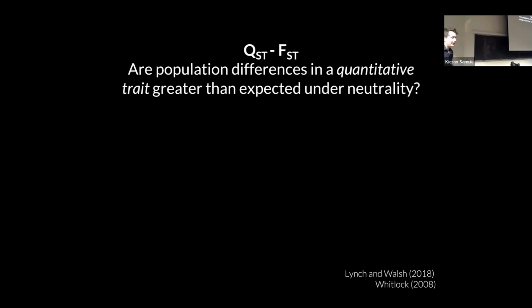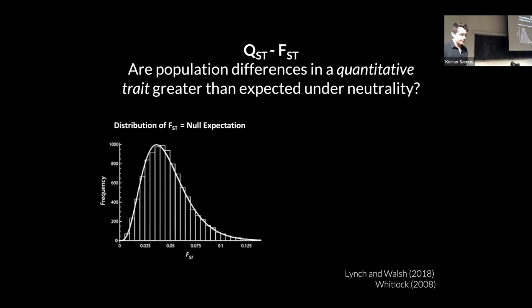Okay, good. Excellent. So this last question: are population differences in recombination rate driven by natural selection? We use this approach called QST-FST, and this method is designed for answering this question: are population differences in some quantitative trait greater than expected under a model of neutral evolution?